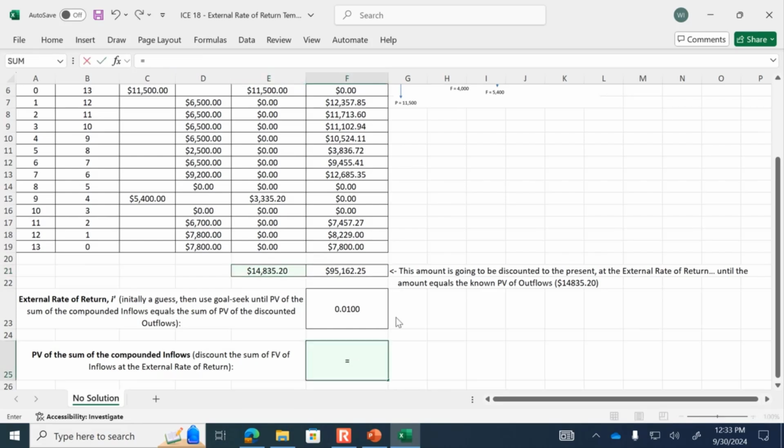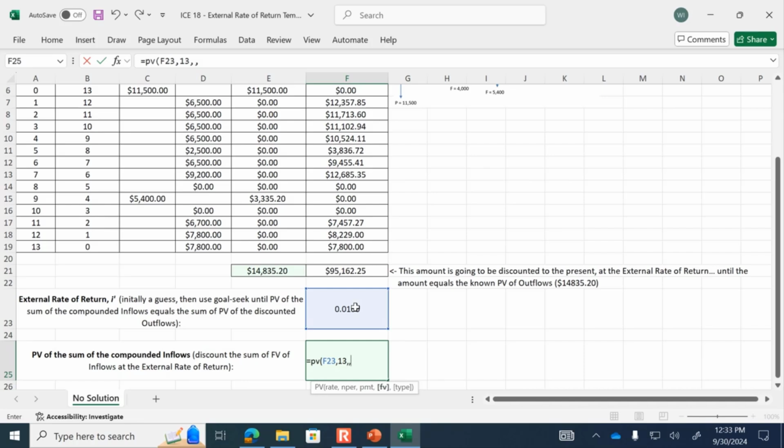So equals PV. I'm doing PV at some unknown interest rate, so far unknown, starting off with the guess of 1%. The number of years, so it's in year 13 and we're taking it to year 0, so I'm just going to hard code in here 13 years. Okay, skip over the payment field because it's just a single lump sum that I'm going to be discounting.